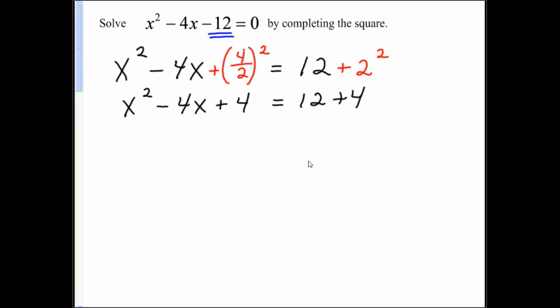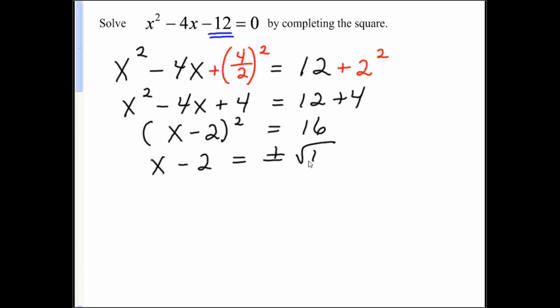Now factoring the trinomial on the left, it's now a perfect square. So it factors to x minus 2 squared equals 16. Use the square root property and take the square root of both sides of the equation. x minus 2 equals plus or minus the square root of 16. The square root of 16 is 4.